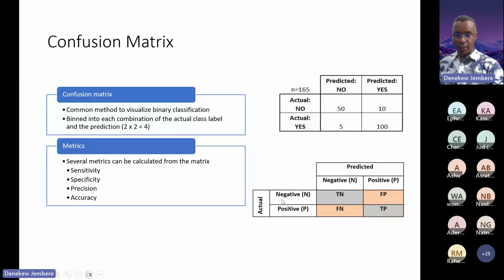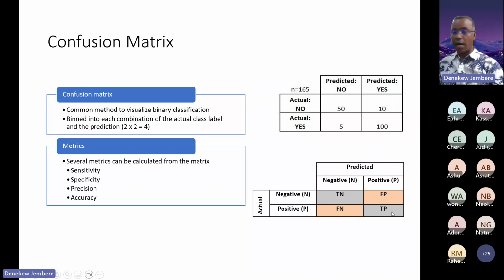But when you expect the actual to be negative, but the predicted value is positive, you call it false positive. When the actual value is positive, but the predicted value is negative, you call it false negative. False negative from the perspective of the predicted value. And true positive and true negative are the actual targets that you see.